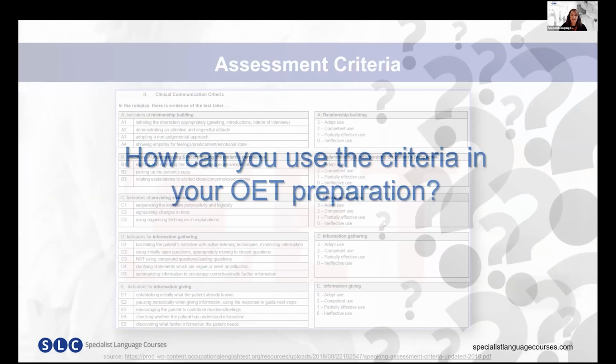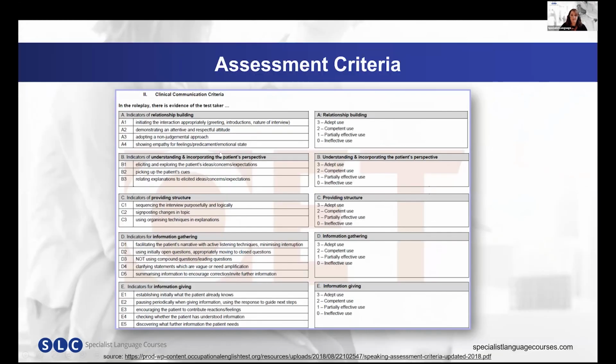Now, these are the descriptors that you can look at to familiarize yourself with what exactly the assessors are looking for. You'll notice that there are 5 different areas, so A to E, and then each of these areas have been divided into subcategories. So this is how you can know how you can demonstrate relationship building. Relationship building is quite a large concept, and OET provide the breakdown of what this includes.